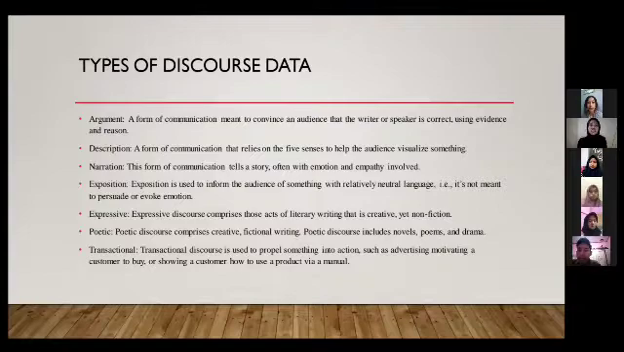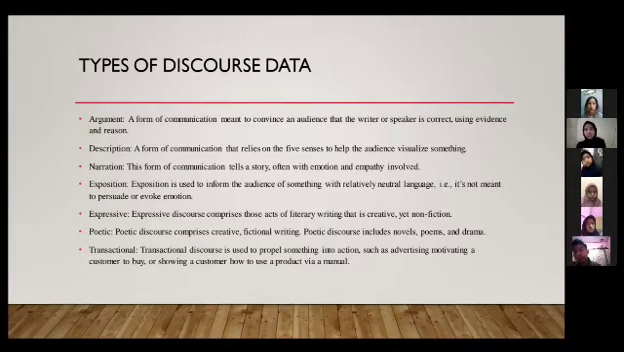And the second is description, a form of communication that relies on the five senses to help the audience visualize something. And the third is narration. This form of communication tells a story, often with emotion and empathy involved. So the next is exposition. Exposition is used to inform the audience of something with relatively neutral language. It is not meant to persuade or evoke emotion.